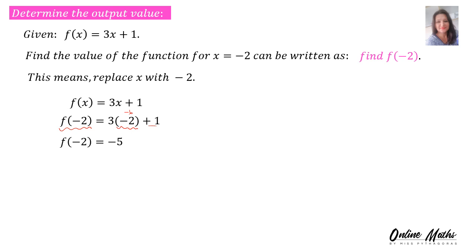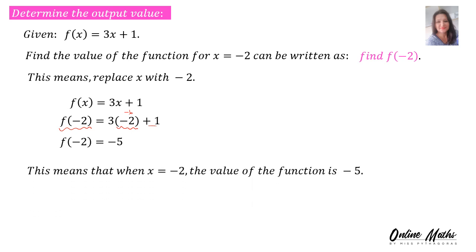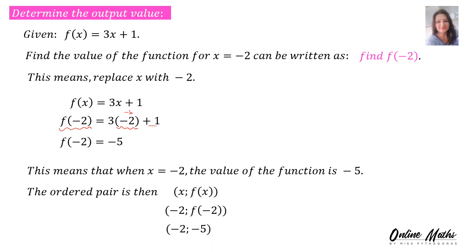Now, every mathematician understands that this means that when x is negative 2, the value of the function is negative 5. The ordered pair is then x, f of x, or the x value is negative 2 and then f of negative 2 is the y coordinate. In other words, it's minus 2, minus 5. So all three here, this is the x and y coordinate.